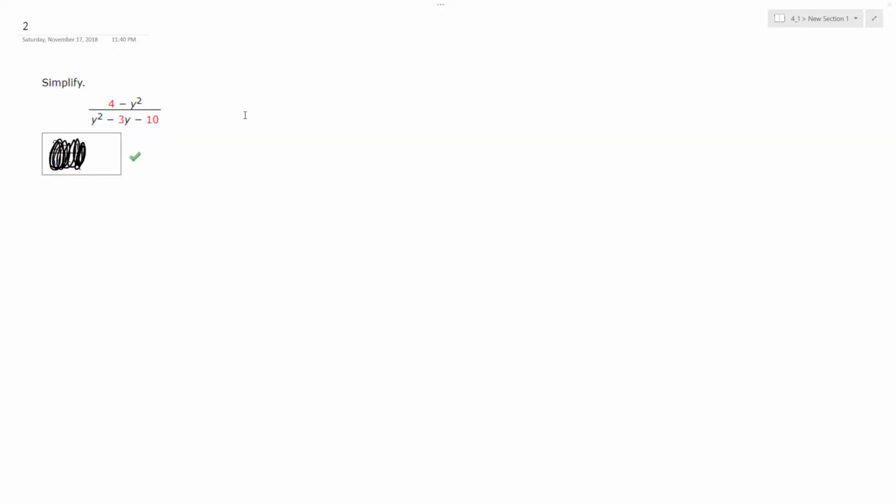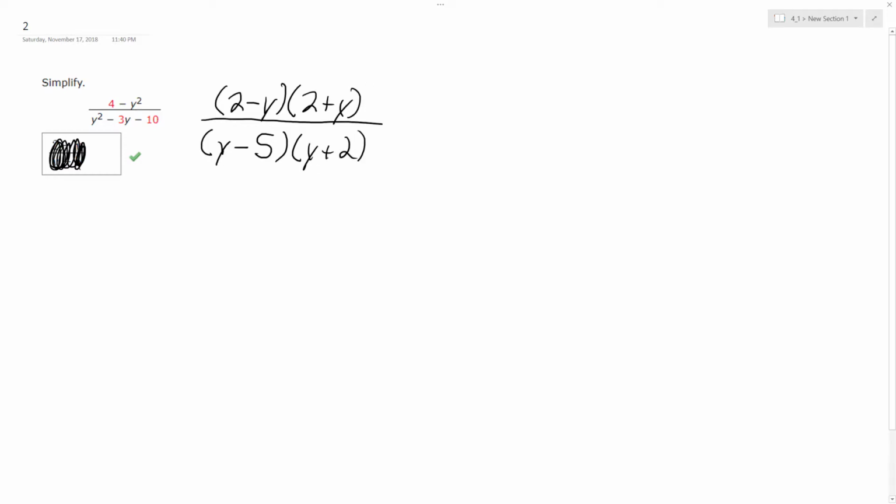We want to simplify the following problem. So first off, I'm going to factor the bottom and the top. I know that 4 minus y squared factors out to be 2 minus y and 2 plus y. The bottom factors out to be y minus 5 and y plus 2.